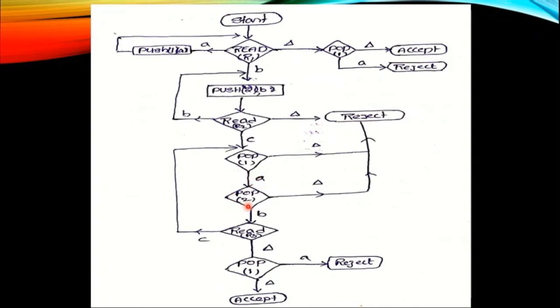And then we perform the pop operation on stack 2. So here we mention pop of 2, performing the pop operation on stack 2. From stack 2, which symbol will be popped? B will be popped. That's why we mention B here, and then go to the next state R3. From this state, when reading a number of C's, we perform the pop operation from both stacks and go to the same state.